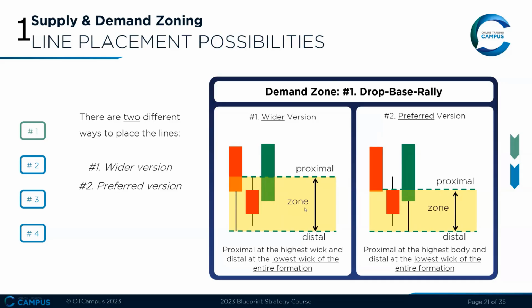Now, as it comes to the distal, it depends on where the lowest wick is. So the lowest wick could be part of the leg in, it could be part of the base, it could be part of the leg out. Depending on where that wick is, we would always take the lowest wick of the entire formation. So we look at all three parts of the formation as we place the distal.